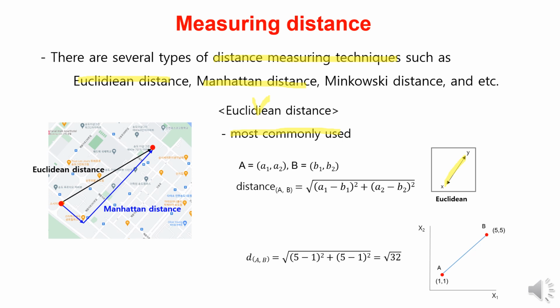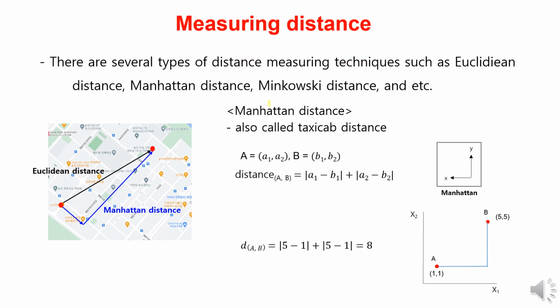For example, in a two-dimensional plane, if we have 2 different points A and B, we calculate the difference between them, take the sum of squares, and then take the square root. If the coordinates of point A are 1, 1, and the coordinates of point B are 5, 5, we can calculate the distance as the square root of 32.